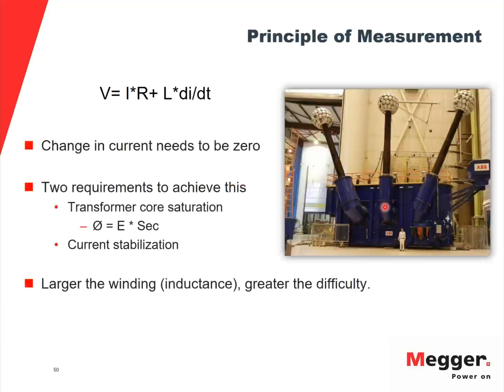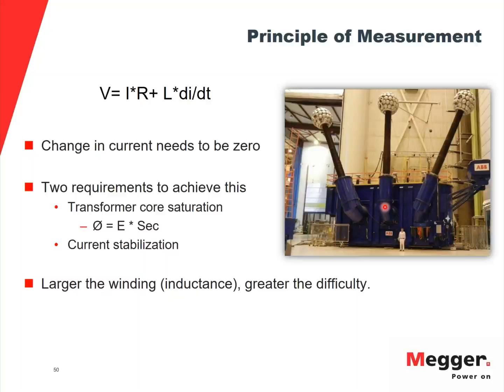So what do I need to do to get stable current in my winding? Well, it's a two-step process. The first one is that you need to saturate the core of the transformer. And in order to saturate the core, you need to have enough flux in the core. Flux is defined as voltage times second, which means I need to apply enough voltage for enough amount of time to develop enough flux to saturate the core.